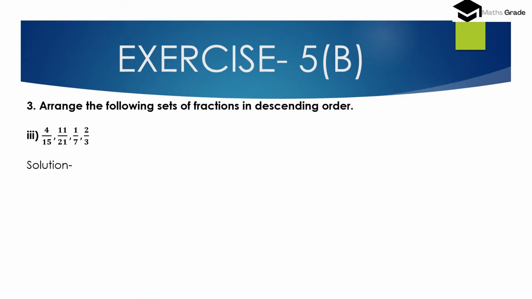Now the third bit. Here all the denominators of these fractions are different. So first we have to convert these fractions. When we compare fractions having different denominators, we have to convert these fractions into equivalent fractions by making the denominators equal to the LCM, by multiplying the same number in both numerator and denominator. So first find out the LCM of the denominators 15, 21, 7 and 3.